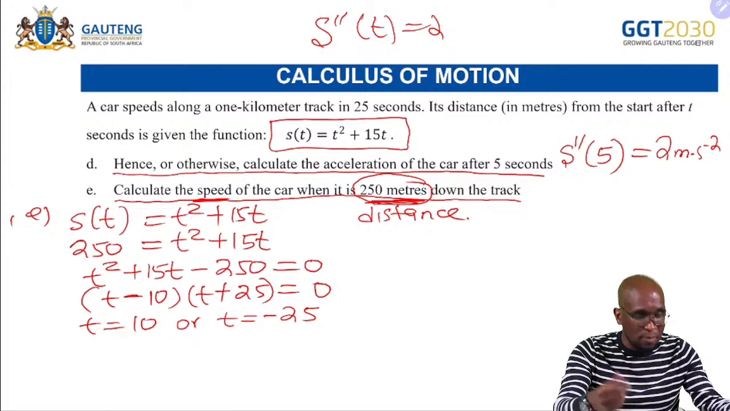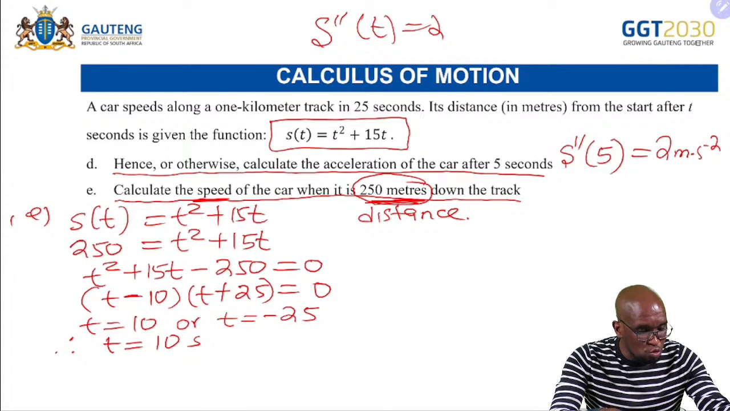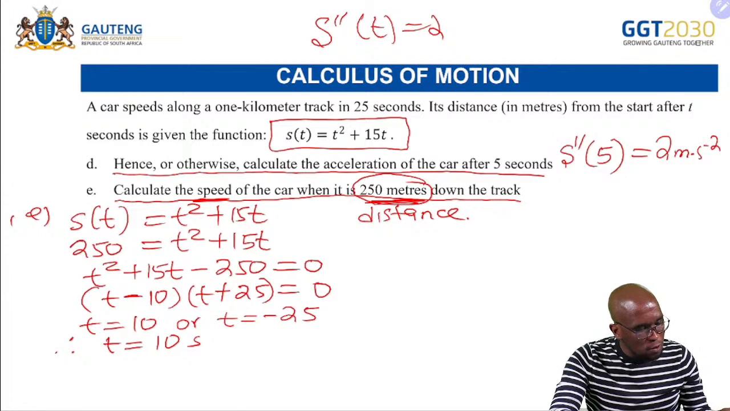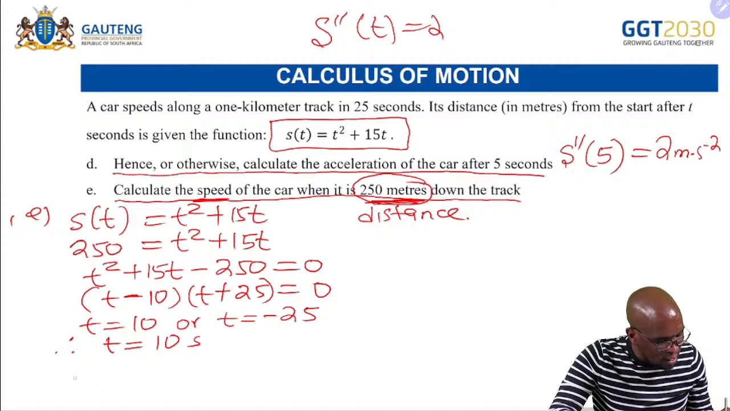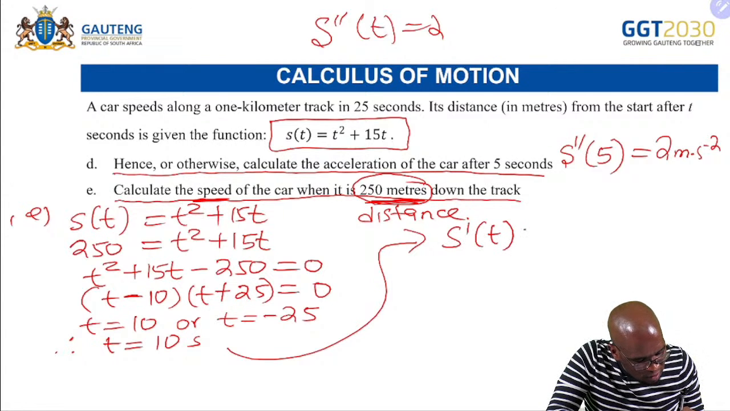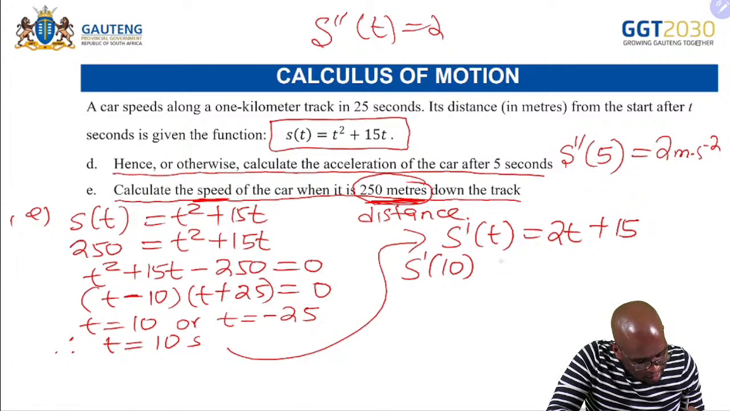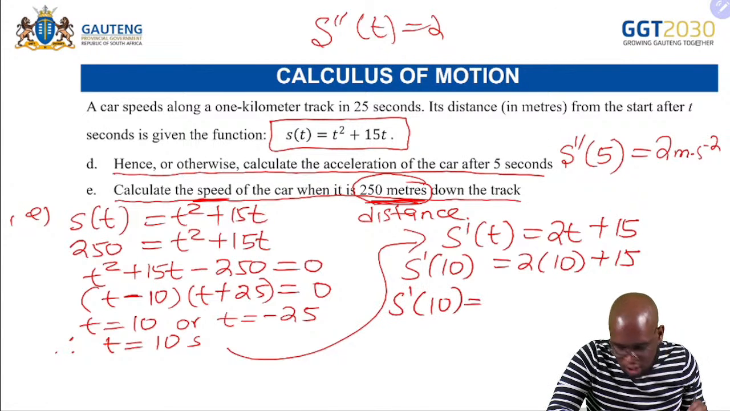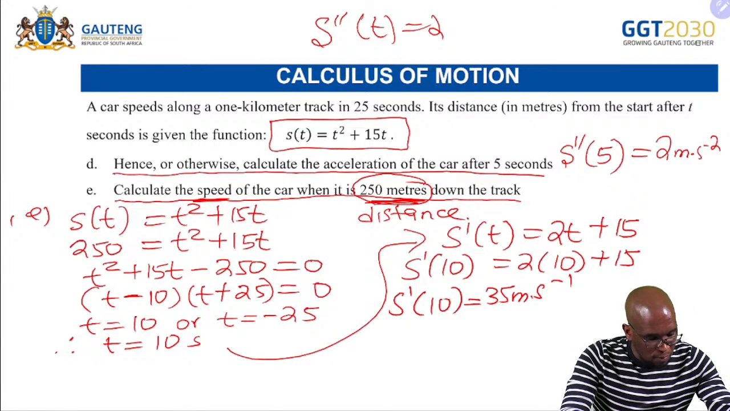Obviously, this is the time taken. The time cannot be negative. Therefore, t is equal to 10 seconds. So it takes the car 10 seconds to travel a distance of 250 meters. However, we are not looking for the time it takes to travel 250 meters. We're looking for the speed. And remember, in the previous question, we worked out the speed equation. We said that speed, S prime of t, is given by 2t plus 15. Now, we want the speed after 10 seconds. This is 2 into 10 plus 15. So S prime of t should be given by 35 meters per second.